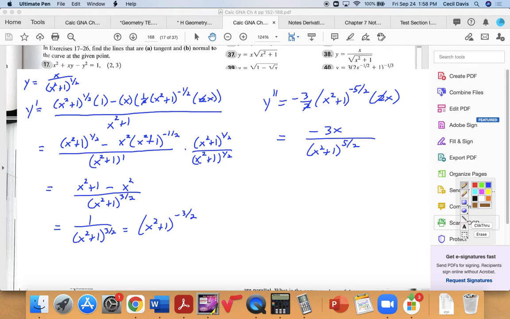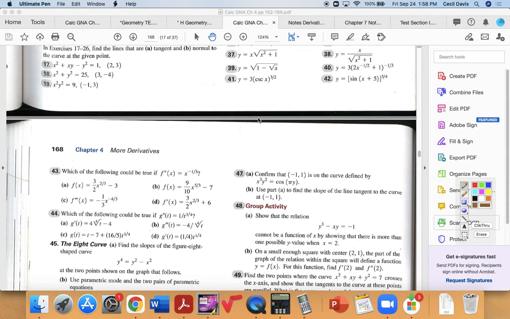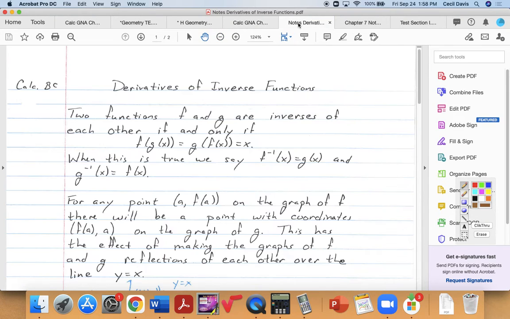Just staring off into nothingness. Any other questions? Okay. Then let's go on to derivatives of inverse functions.